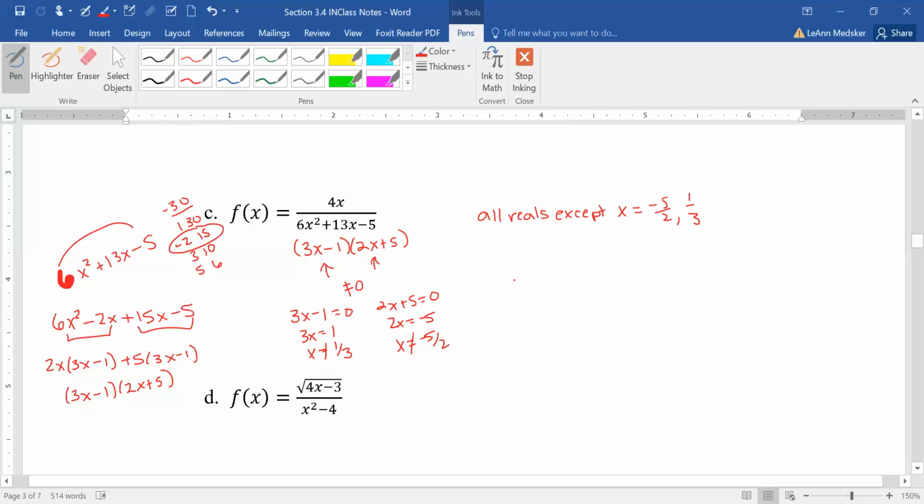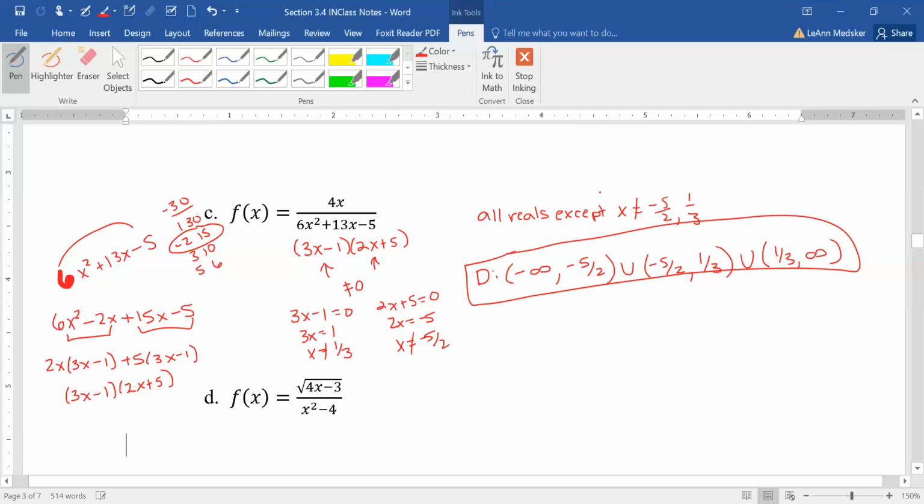Now, if we want to write that in interval notation, that would be -infinity to -5/2. Use a parentheses because we don't want to include it. Then we'd go from the smaller number to the larger number because we want to shade everything in between the two numbers. Union with the bigger number to positive infinity. So depending how they want it written, they may just want you to write x cannot equal two things, or it may want interval notation.